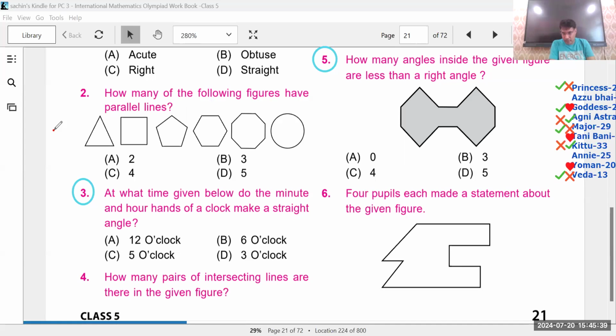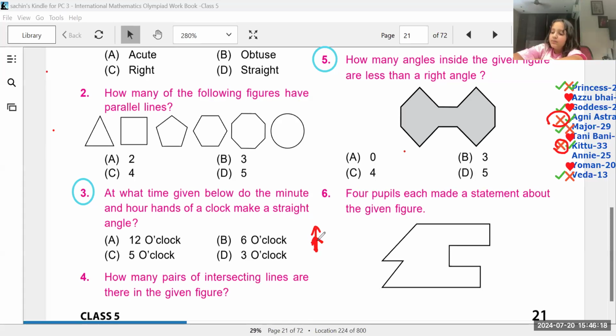Annie and Azu bhai. Sir, I have sent. Ma'am, I did a typing mistake. I'm sending again. All right, let's see. Sir, I've sent. So guys, please unmute. Beta, what did you send as the answer?